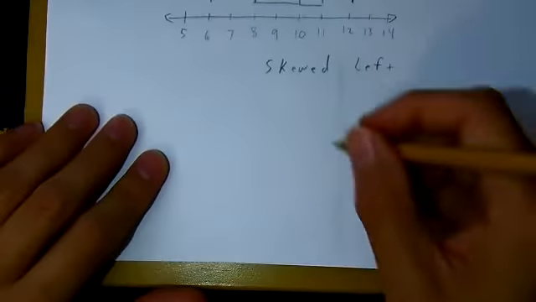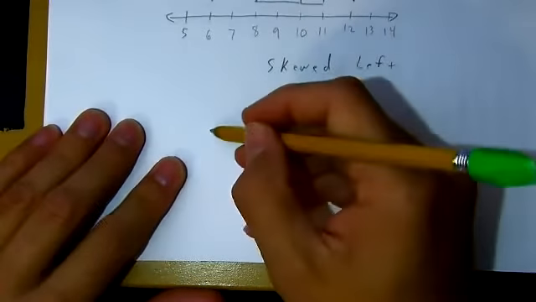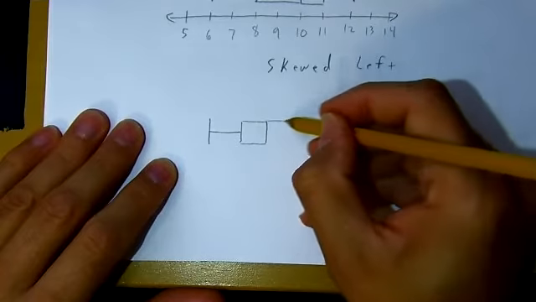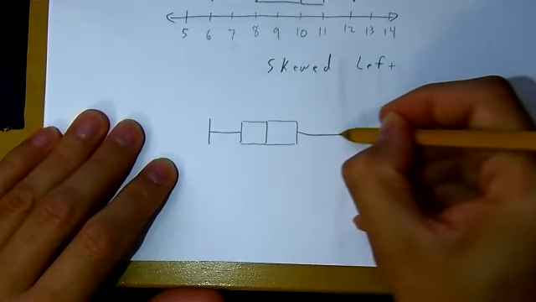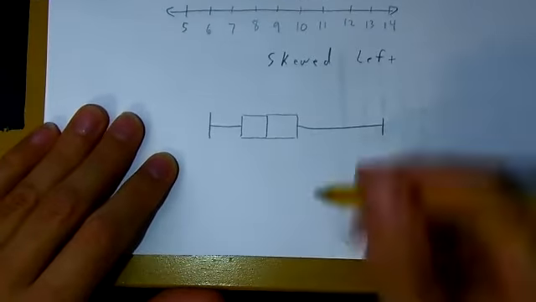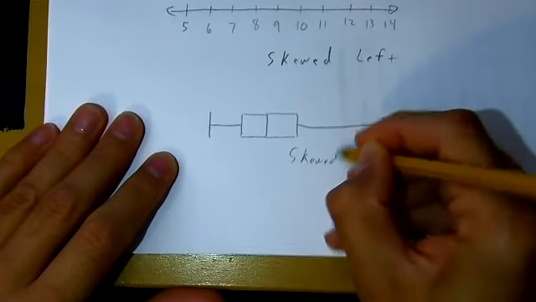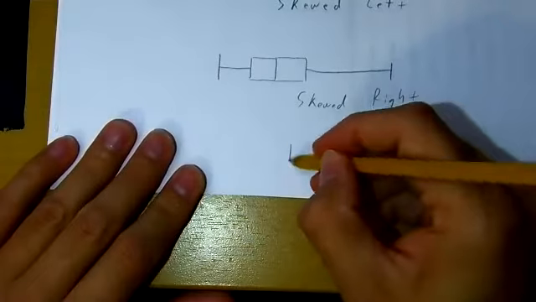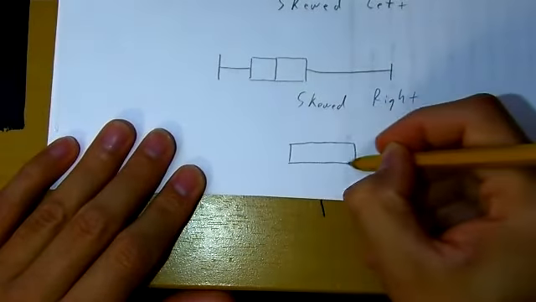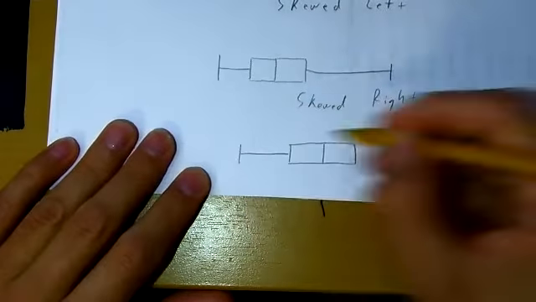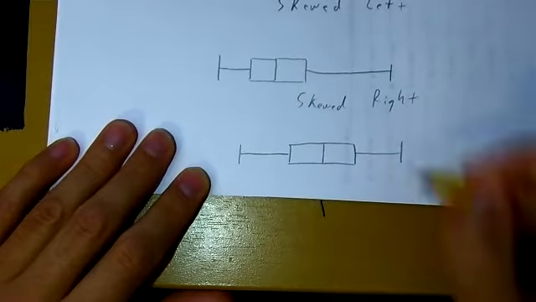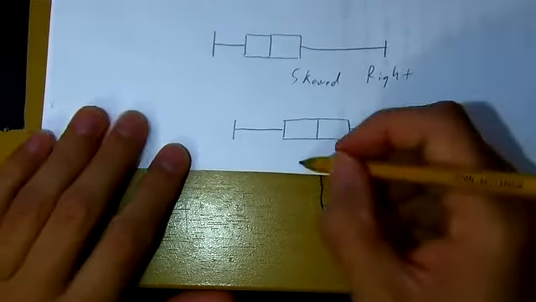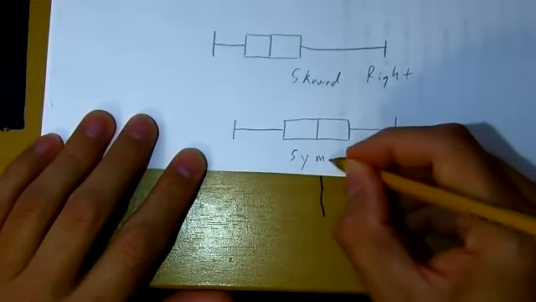You can have some that are skewed a lot more. So I'm going to draw some examples of that. This one is skewed left. If you had one that was like this, then that one would be skewed right. And then if you have one that's like this, you can see everything looks pretty much the same. It doesn't have to be perfect, just as long as it's close. This is symmetrical.